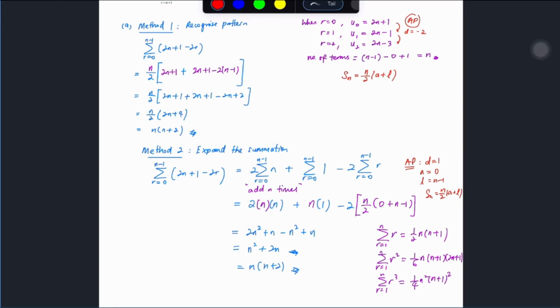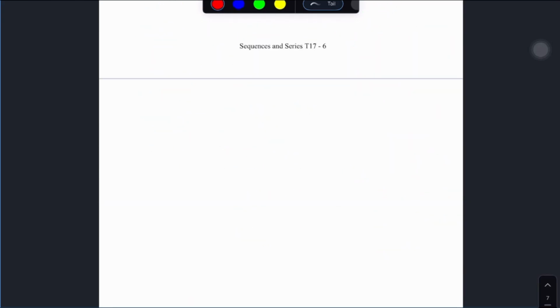Okay, so let's continue on with part B. Now we need to sum r from n plus 1 to 2n of this. And then they also give this.